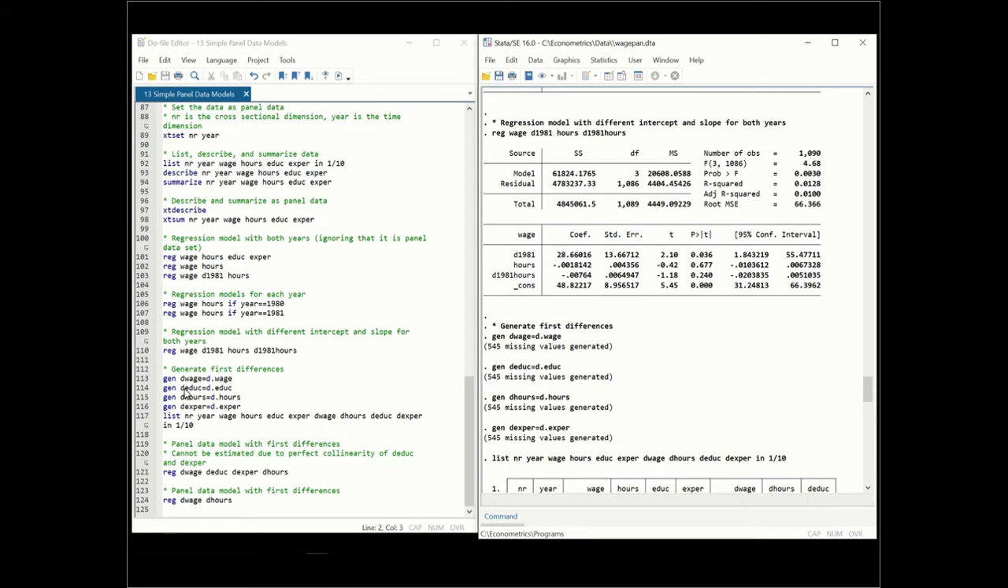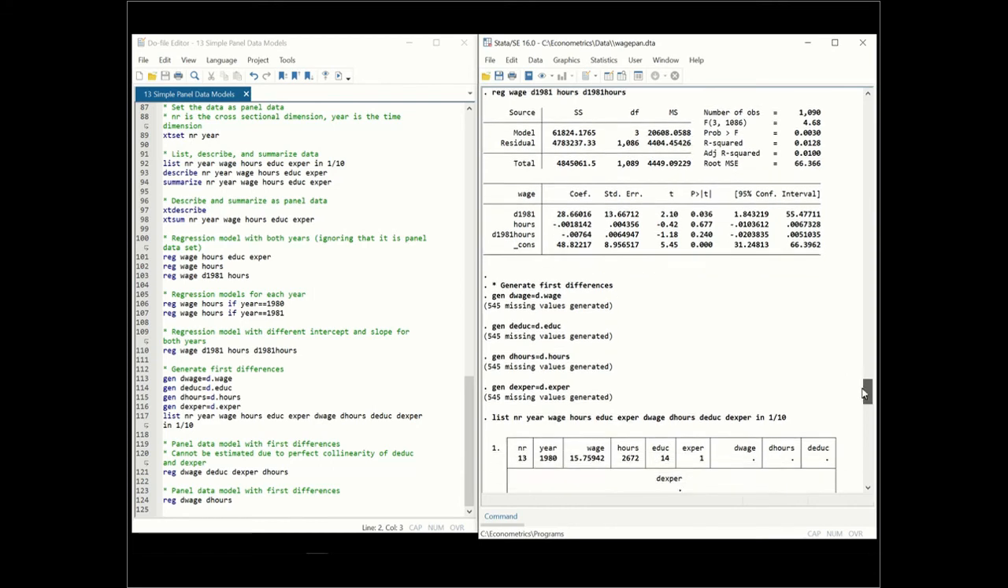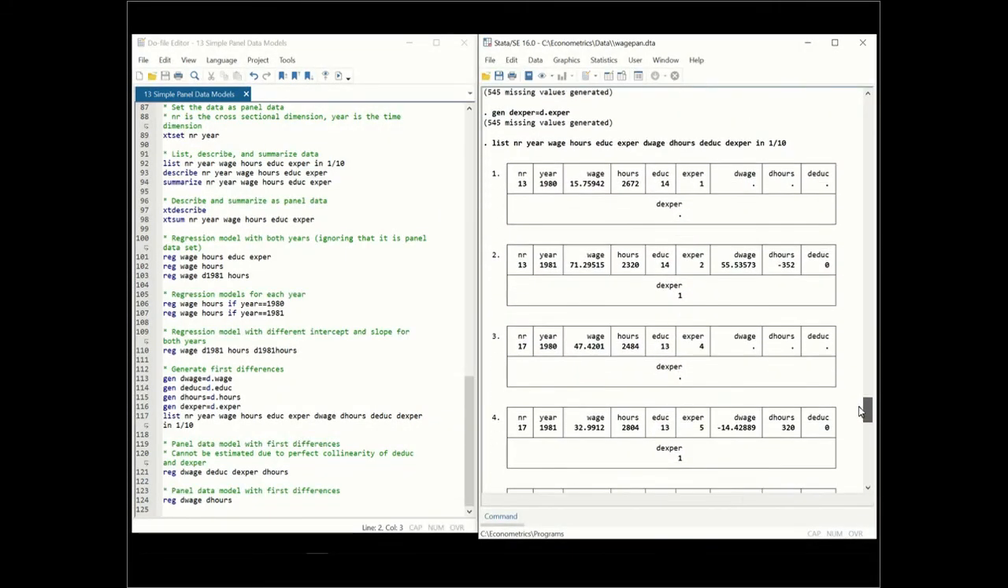So here we would be generating d wage, which would be equal to d dot wage. And d education would be equal to d dot education, hours, and experience. What this d dot operator does is it takes a first difference. That means it takes the value of wage in the second period minus the first period and generates a new variable. So now let's list the data and these different variables, and let's see what we find here.